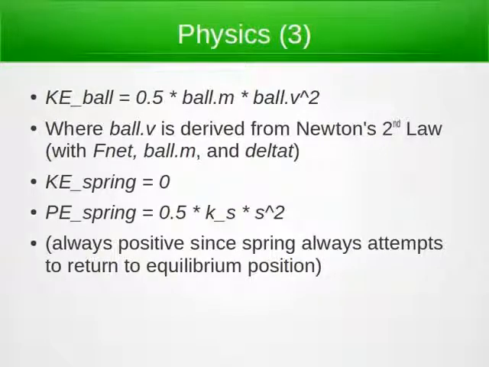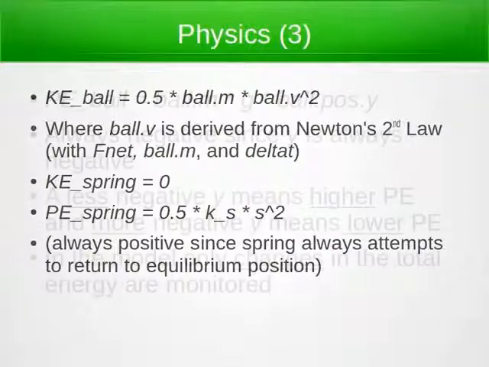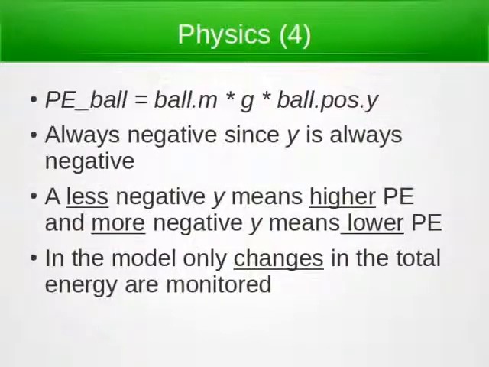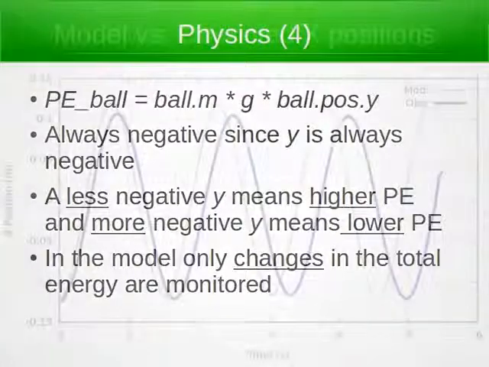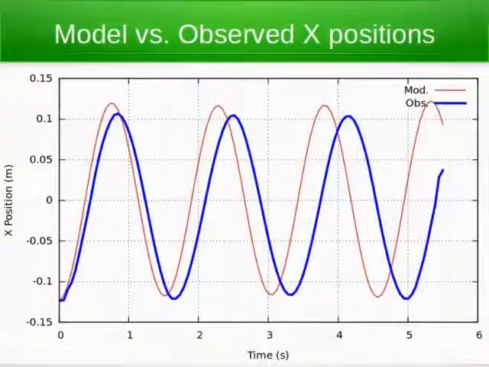The kinetic energy is half mv squared, where v is derived from Newton's law. The potential energy is always negative, since in this case the y-axis is always negative.